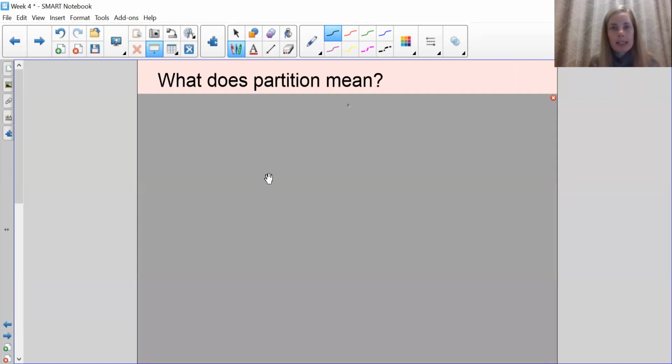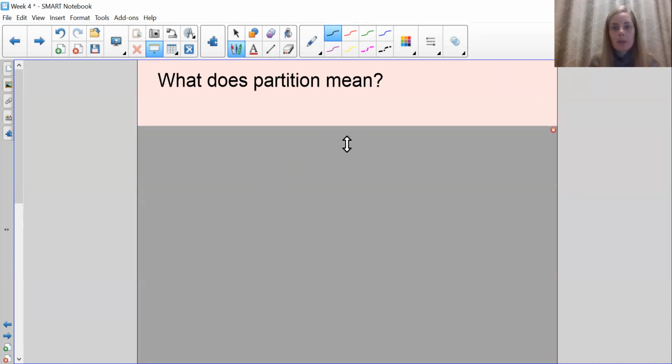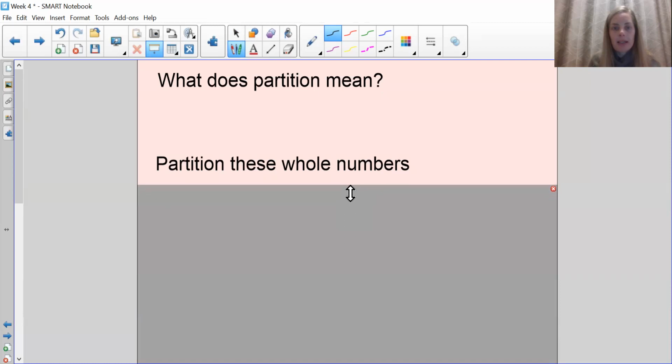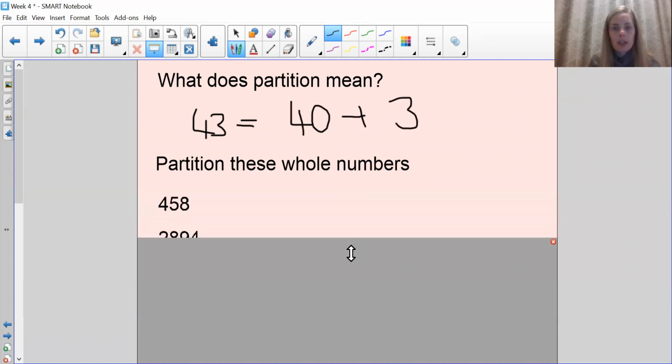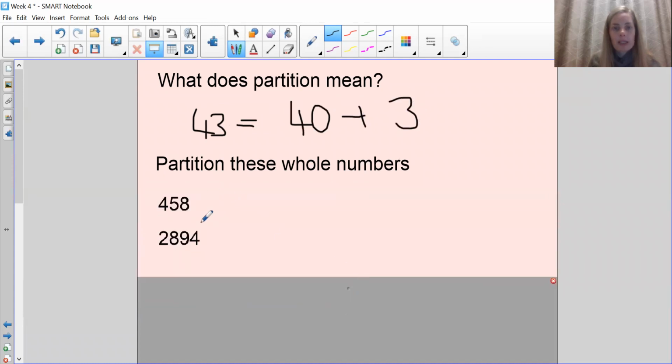Can you remember what partition means? I'm going to give you a few seconds to have a think about what partition means. So partitioning is when we break up the number. So when we break up our number, we take a number like 43, for example, and we break it up into its component digits, which is 40 plus 3. So can you now pause the video and partition these 2 numbers for me very quickly?